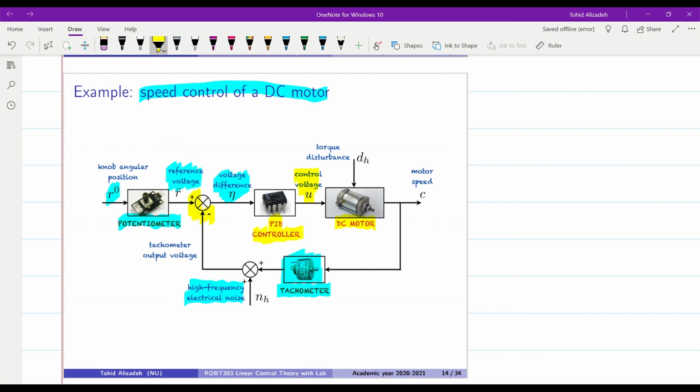There will be some disturbance considered here in the form of a torque disturbance, and later we will see how this torque disturbance is affecting the behavior of the system and how we can deal with that. And finally, we will have the actual speed of the motor. Depending on how the controller is designed over here, the behavior of the motor in terms of how fast it follows the changes in the reference speed or desired speed will be determined.